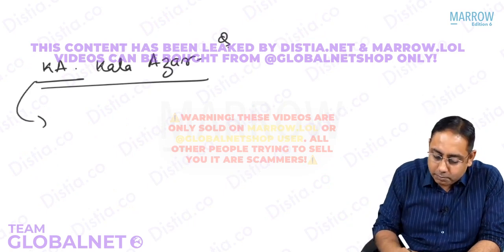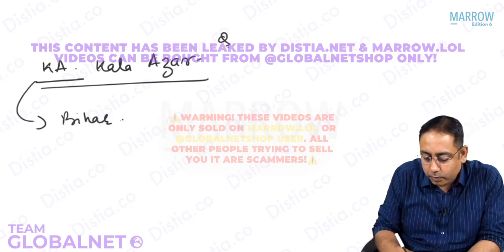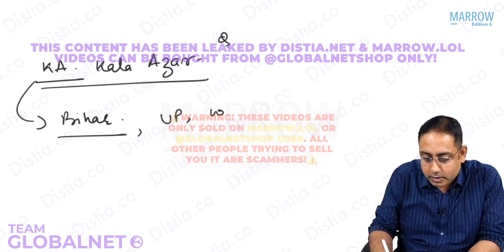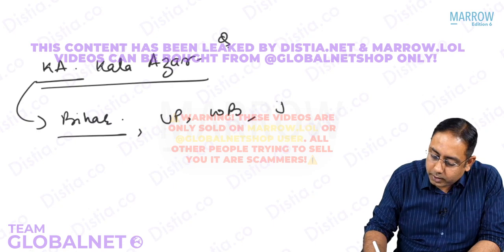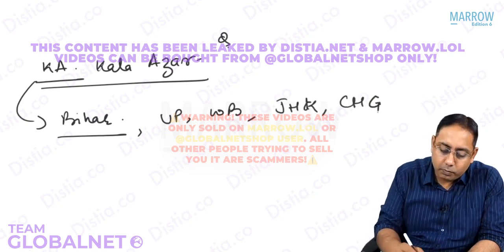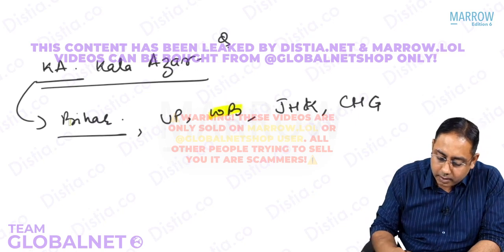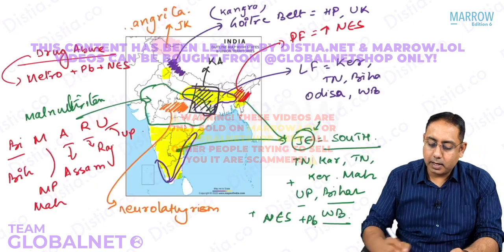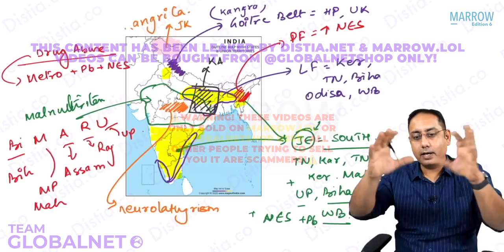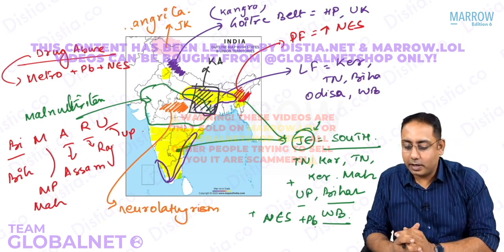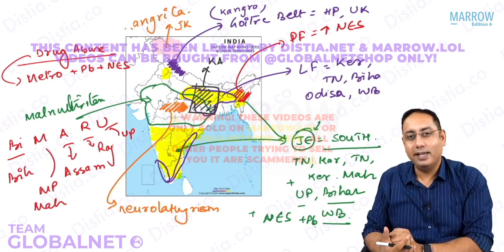Kala Azar is more in the Bihar belt. What do you mean by the Bihar belt? That is Bihar, Uttar Pradesh, West Bengal. It is also more in Jharkhand and Chhattisgarh. If you get one best answer, please note Bihar and West Bengal are known for Kala Azar. That is the Kala Azar belt, the Kala Azar area in India. So these can be some of the MCQs regarding the national variations in India.